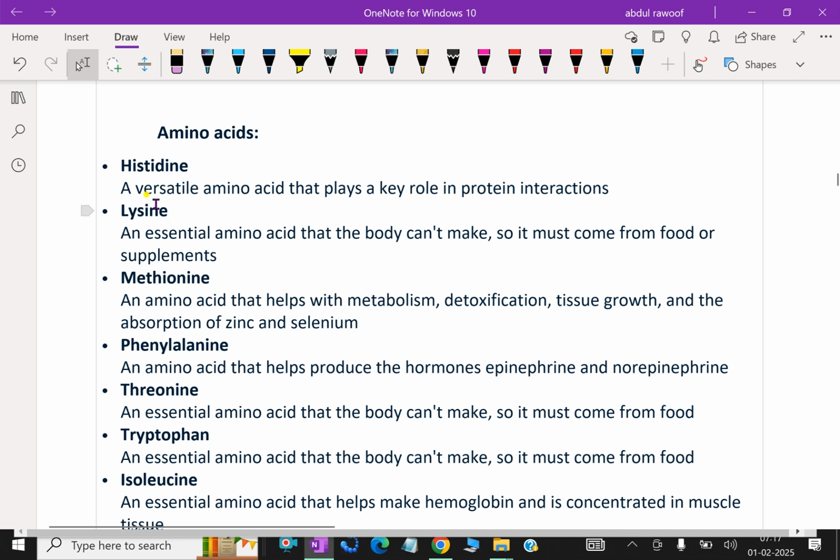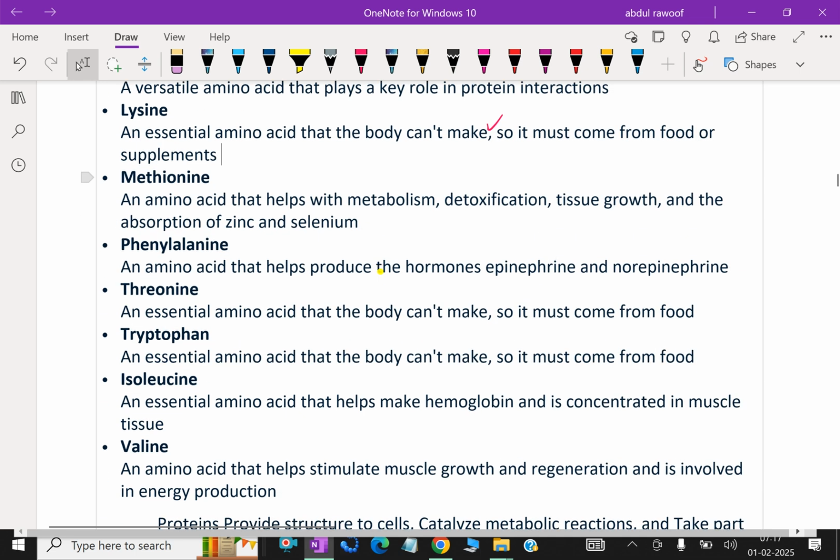Some amino acids and their names: Histidine, a versatile amino acid that plays a key role in protein interactions. Lysine, an essential amino acid that the body cannot make, so it must come from food or supplements. Methionine, an amino acid that helps with metabolism, detoxification, tissue growth, and the absorption of zinc and selenium.